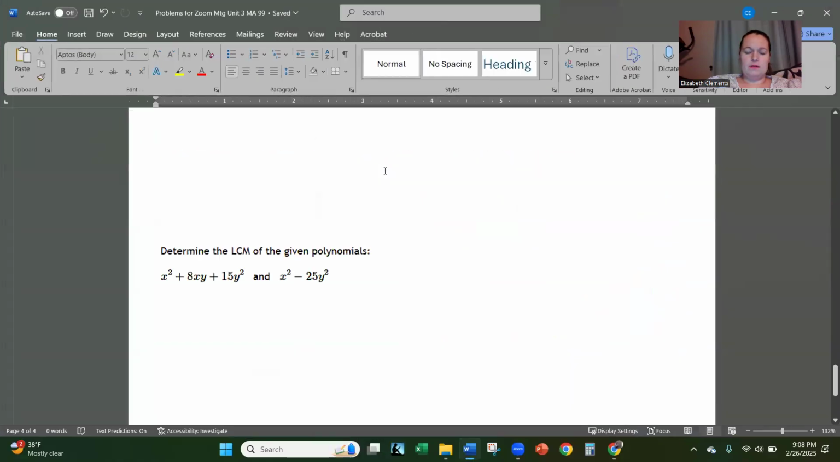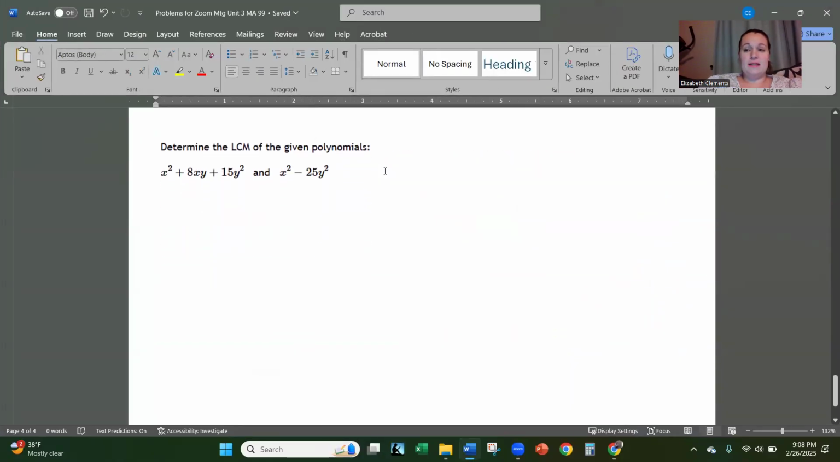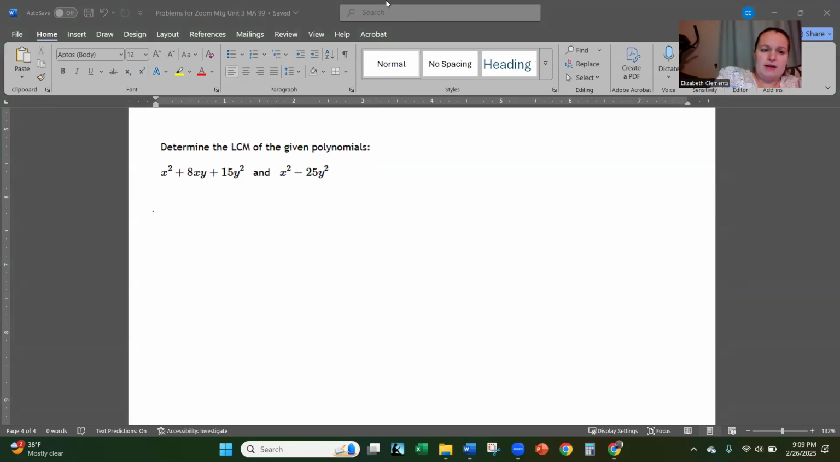Next problem, and this is the last one, is finding the least common multiples. Finding the least common multiples is like finding a common denominator. First thing, we need to factor these. So here we have x squared plus 8xy plus 15y squared. So x plus 5y times x plus 3y.